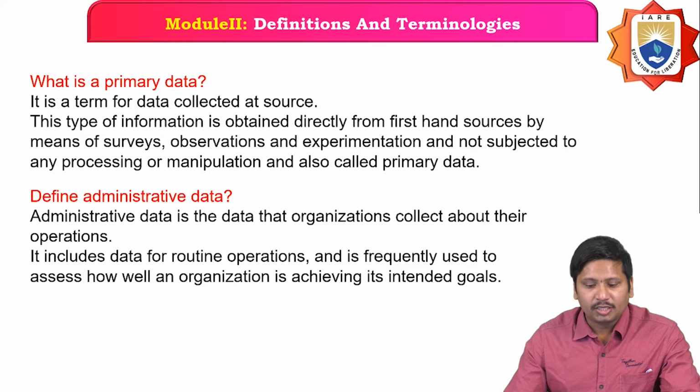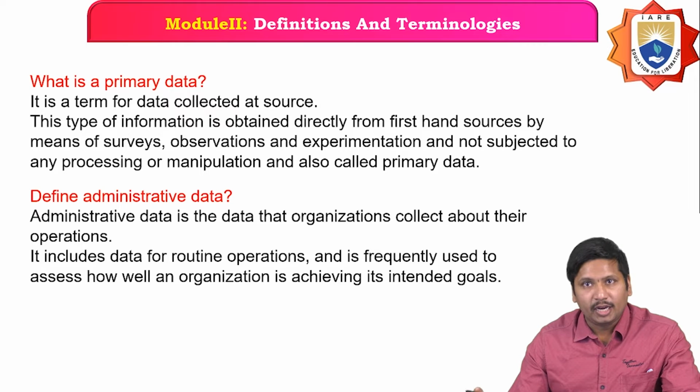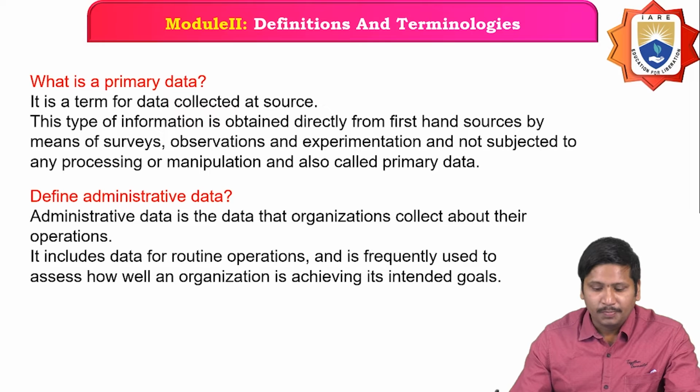So primary data is normally obtained directly from first-hand sources. Data collected directly by the person should be considered primary data, and it should be done by means of surveys, observations, and experimentation, and not subjected to any kind of processing or manipulation. That kind of data will be treated as primary data.